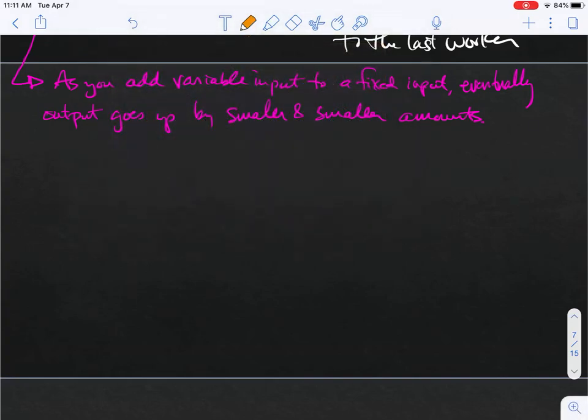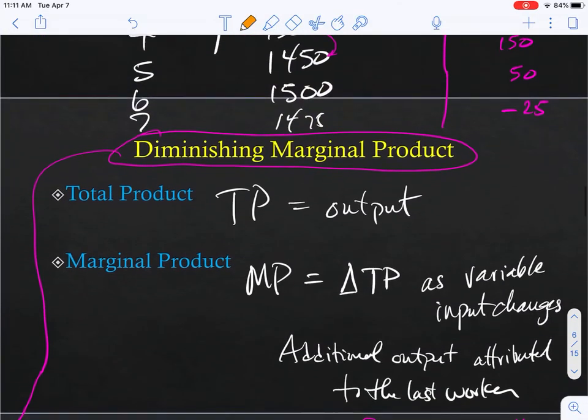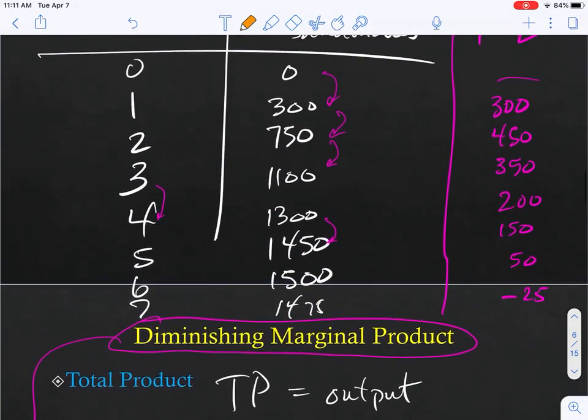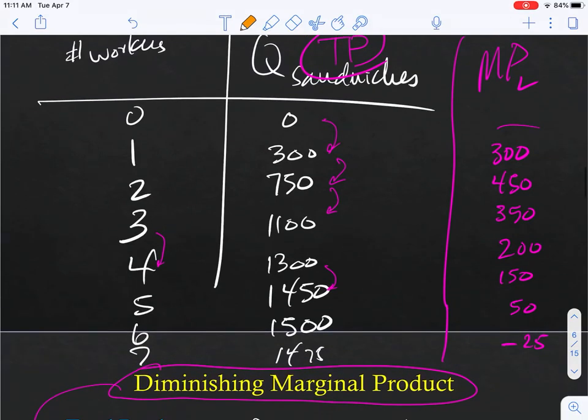Okay, welcome back. I just recopied this to save a little bit of space, but it should say pretty much the same thing. We were just talking about adding variable input to a fixed input and seeing what happened to total product. And we decided that diminishing marginal utility meant that as you add variable input to a fixed input, eventually output goes up by smaller and smaller amounts.